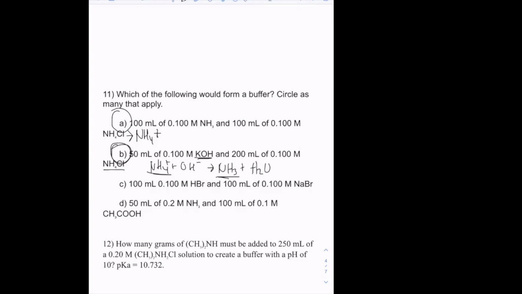Remember, it's going to be a weak acid and its conjugate base. Looking at this, you have an acid and its conjugate base. However, hydrobromic acid is not going to actually be one of your weak acids. This is one of your strong acids, which you should know.